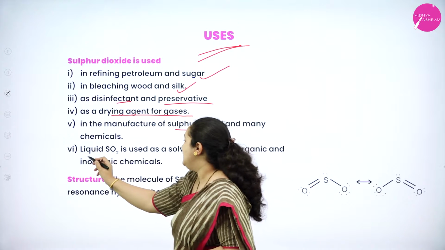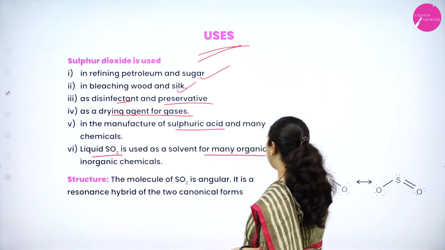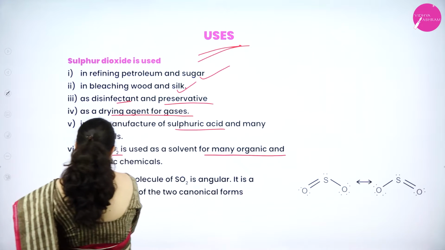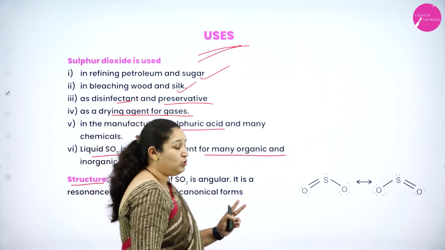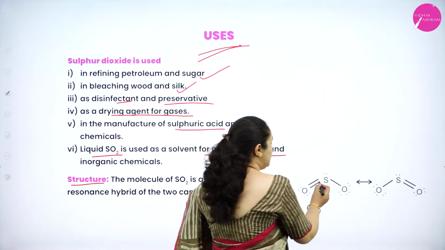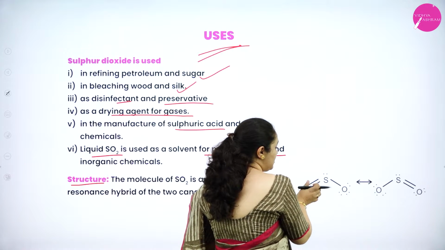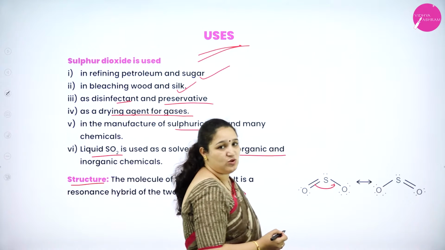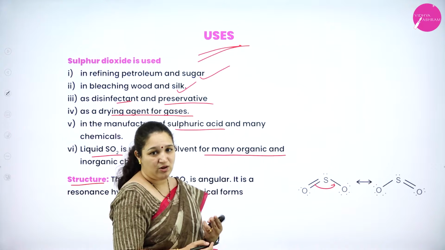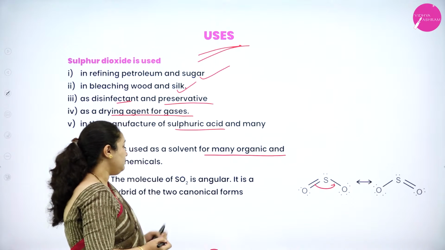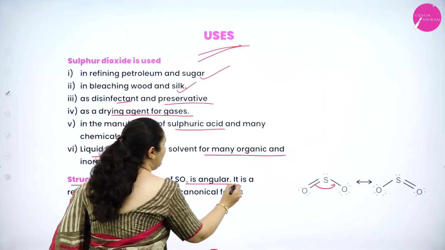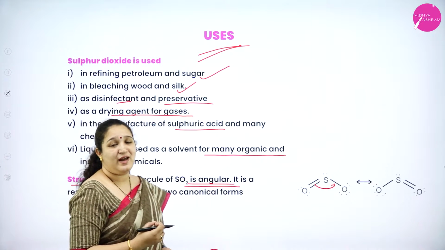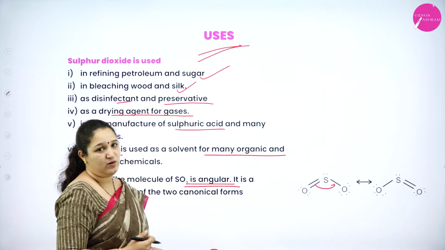Okay. Also, liquid sulfur dioxide is used as a solvent for many organic and inorganic chemicals. If you see the structure, it has two resonance structures: between the sulfur and oxygen there is a double bond, and if this moves to the other oxygen, you get the other resonance structure. So there are two canonical forms and it is an angular molecule. Okay, that is about the structure and uses of sulfur dioxide.